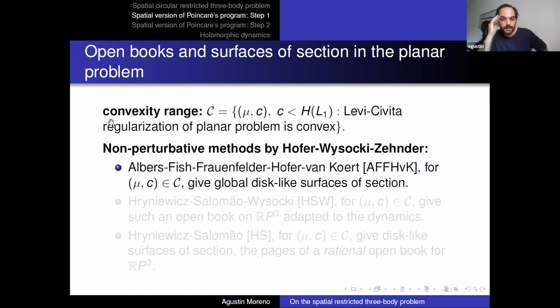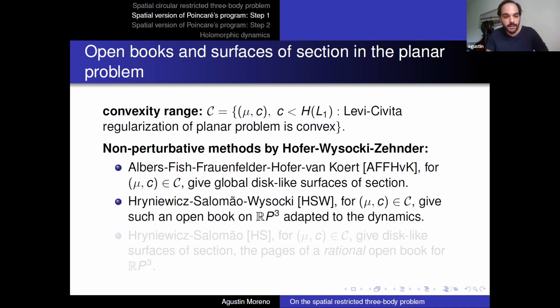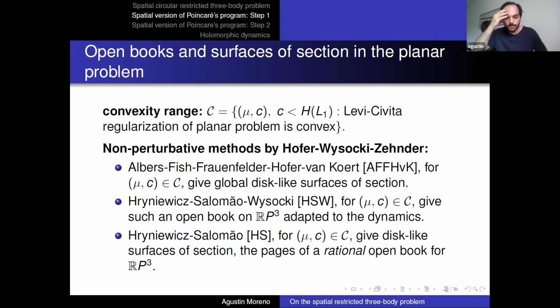So in this setting, using holomorphic curves, all these people, Albers, Fish, Frauenfelder, Hofer, Otto, van Koert, in the convexity range actually gave us global disk-like surfaces of section using the techniques developed by Hofer and collaborators. Also, there's a result by Kim, Kim, Salamon, and Wysocki, also in the convexity range, that gives us an open book on RP3 of this nice abstract form that I described, adapted to the dynamics. There's also a result by Kim and Salamon, also in the convexity range, who instead of giving us an open book, give surfaces of section that are actually the pages of a rational open book.